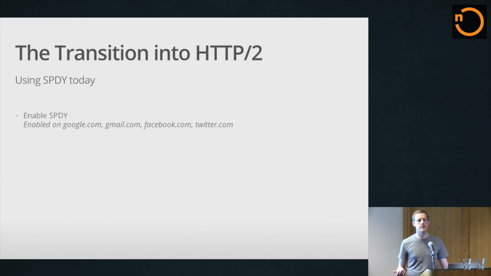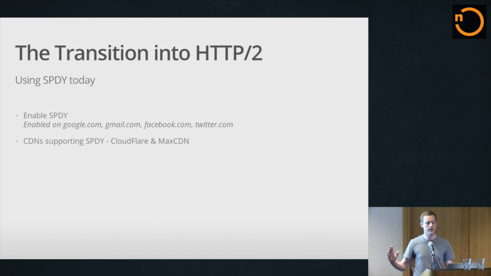The only real cost is the cost of enabling a secure server. So if you haven't already got HTTPS enabled, that's the only real performance loss of enabling Speedy today. CDNs that support Speedy, if you use Cloudflare or MaxCDN, they both support Speedy completely. So you can just enable HTTPS and then switch on the Speedy support for them.